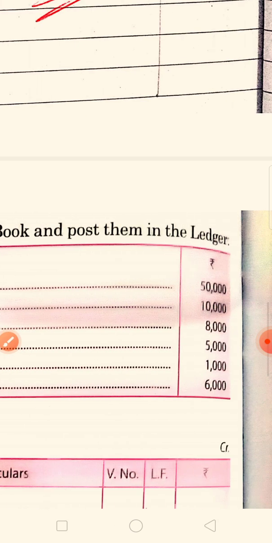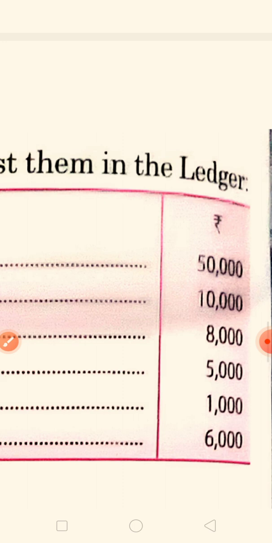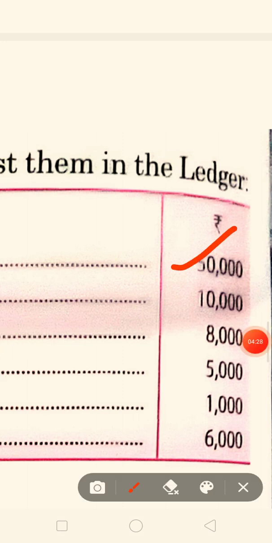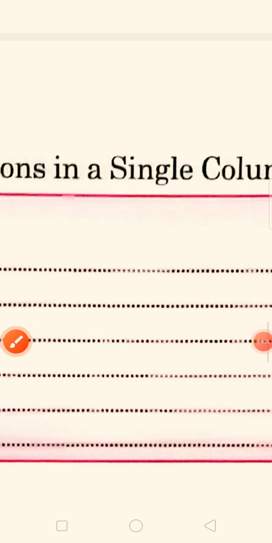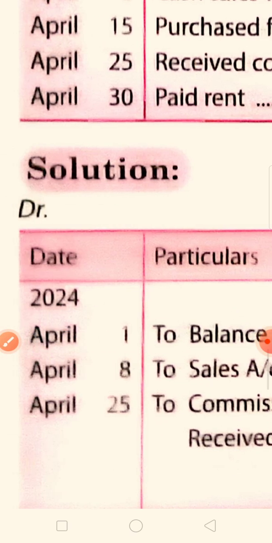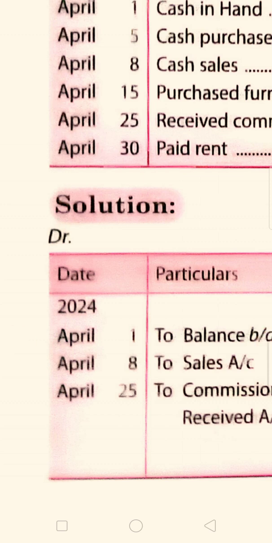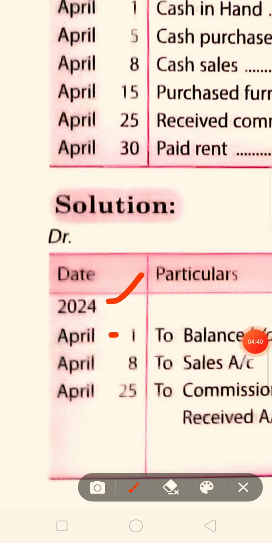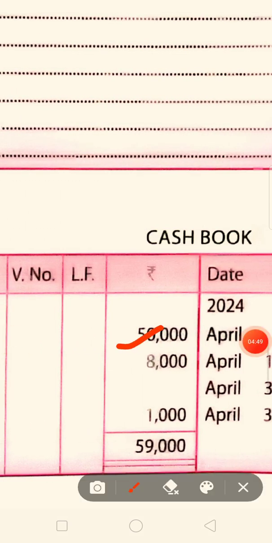So now we will check what is the amount of the cash balance. The amount is 50,000, my dear student. So now we will come to the format of the cash book, and you can check very easily that first of all we will write 1st April 2024, and in the To side we will write To balance b/d, brought down, and the amount will be 50,000, my dear student. So we have written it in the debit side because this is a balance of cash.